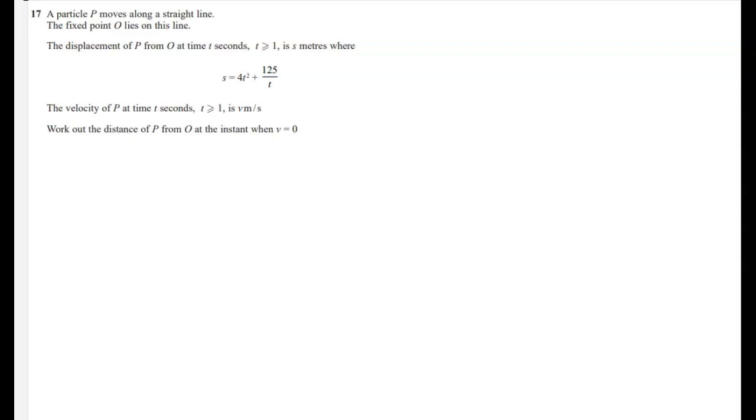So this question is really about differentiation. Why do I know that? It's because it is really a linkage between displacement, time, and velocity. And if we remember that actually ds/dt is velocity, and the question here is really asking us to find when v equals 0. So later on, we'll have to substitute when v equals 0.